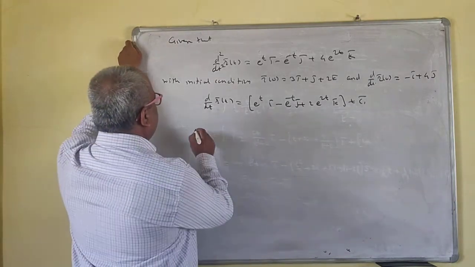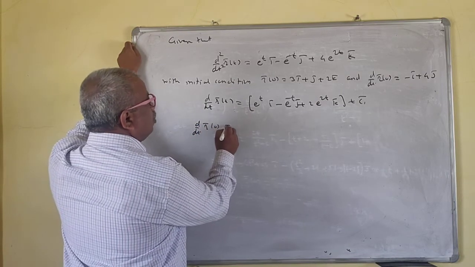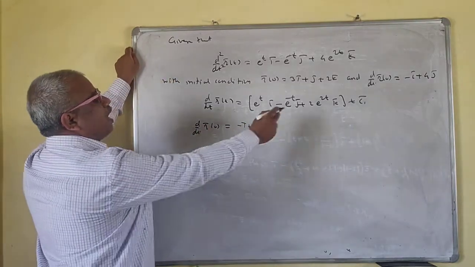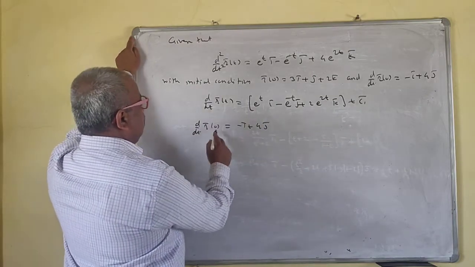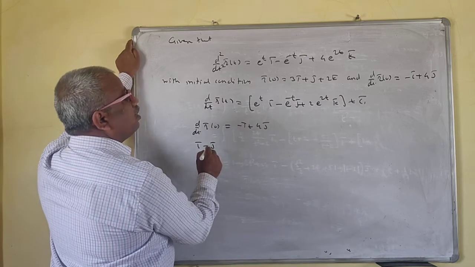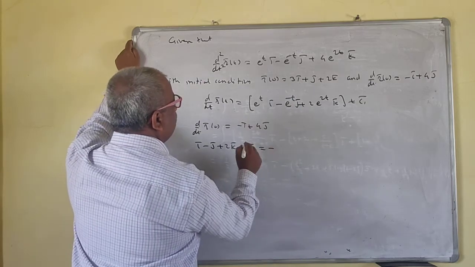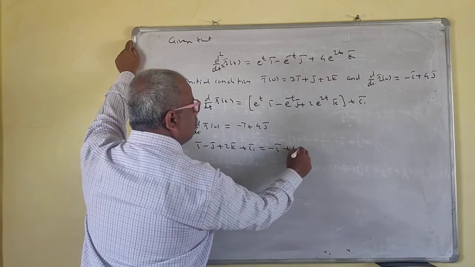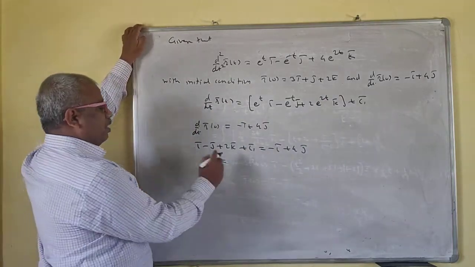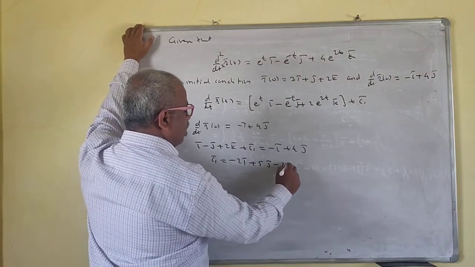Now d by dt of r bar of 0 is given as minus i bar plus 4 j bar. So we find this now. You have to put t equal to 0. This is i bar minus j bar plus 2 k bar plus c1 bar is equal to minus i bar plus 4 j bar. So therefore c1 bar is equal to minus 2 i bar plus 5 j bar minus 2 k bar.